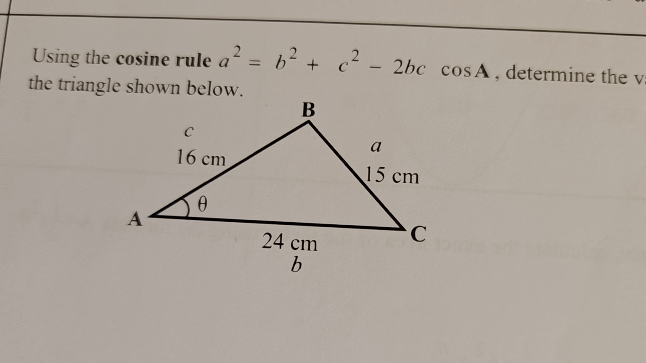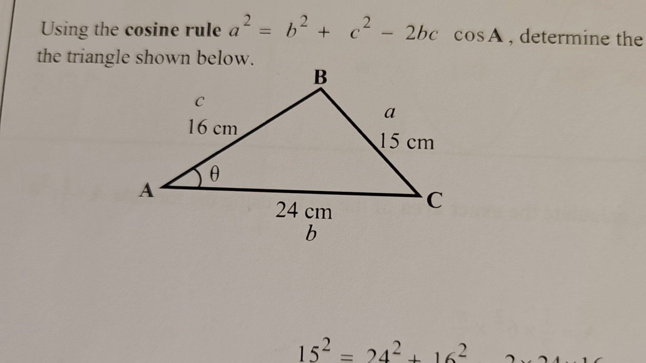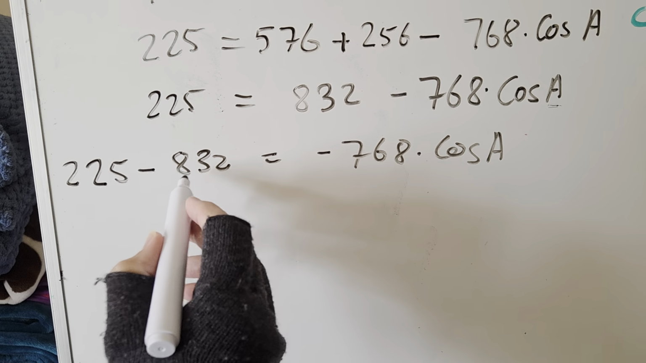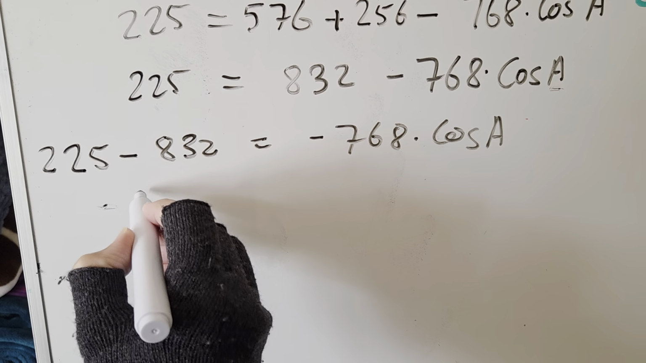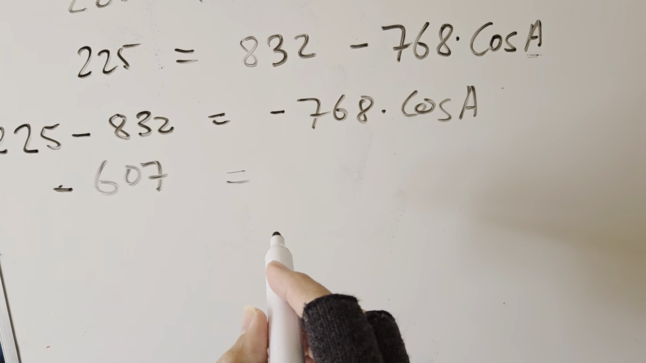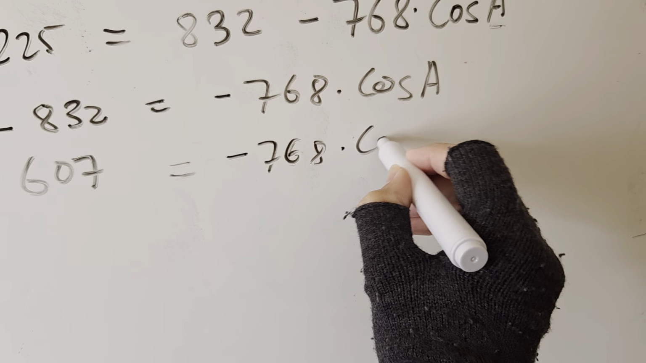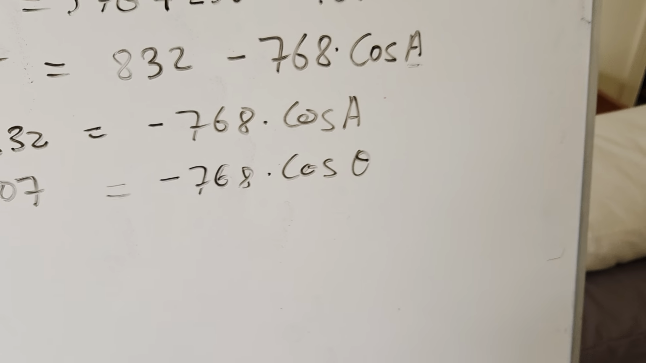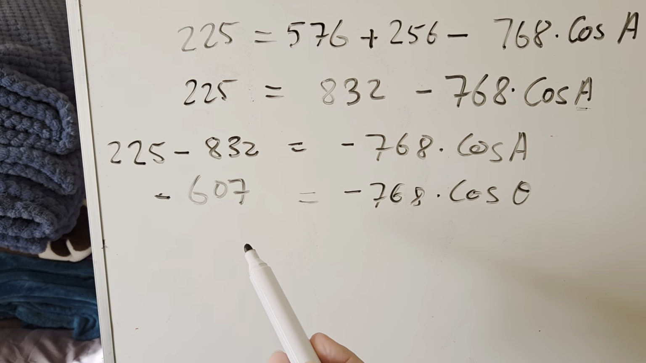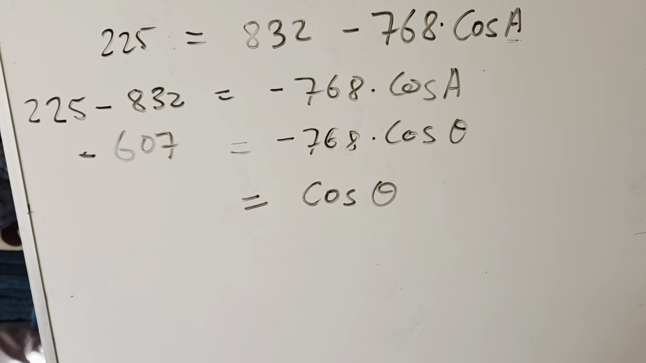On the diagram, you can see that the angle A is the angle theta. So in our formula, we can replace the capital A with the symbol theta. So when we subtract that, we get negative 607. Negative 607 is equal to negative 768 times the cosine of, instead of A, you can just write down theta, because angle A is the angle theta that we are finding. So now we isolate the cos theta on this side.